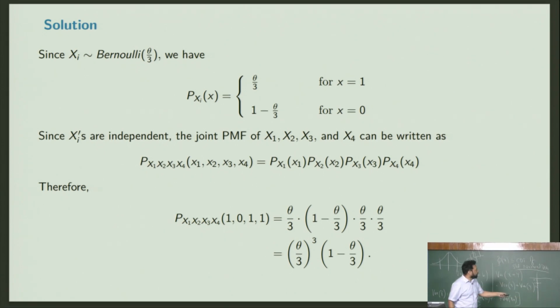In our case, what we have observed from the data is 1, 0, 1, 1. So we put those values in. The first one was 1, so the PMF value was theta over 3. The second observation was 0, so the PMF value was 1 minus theta over 3. We are reading this out from here. Now what about px3? The third one was 1, so it's theta over 3, and the fourth one was also 1, so that probability value was again theta over 3. So this is the joint PMF we have, and this is the function in theta.